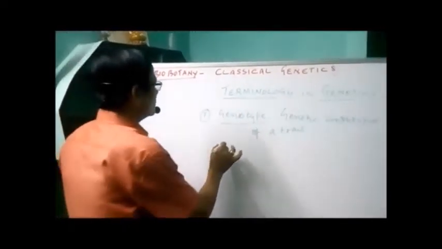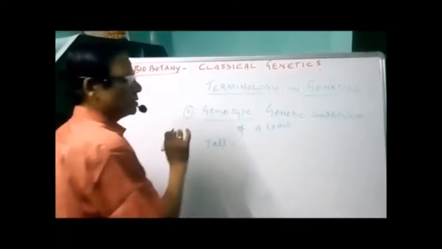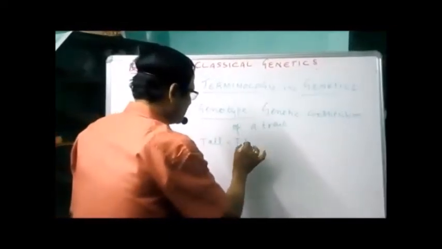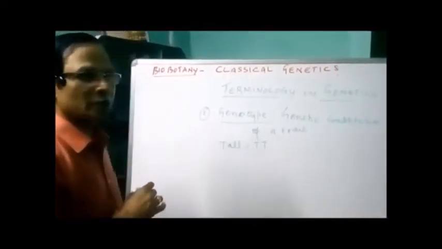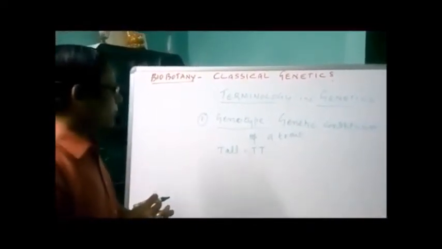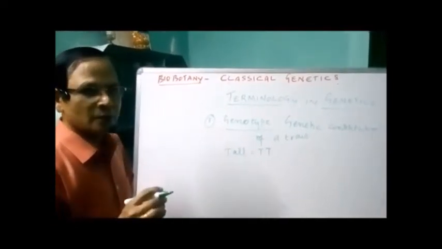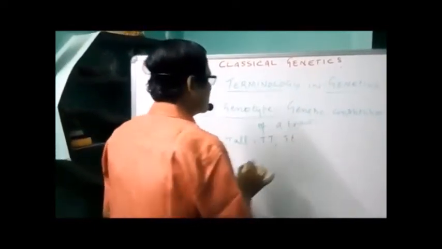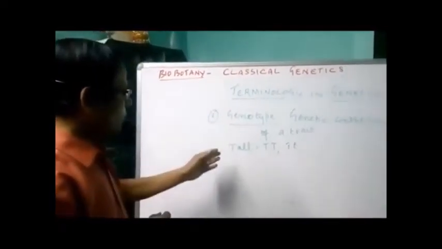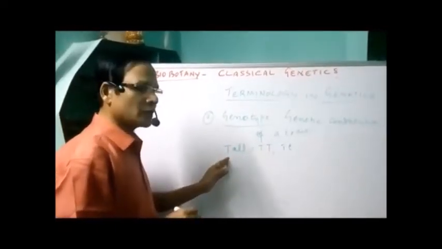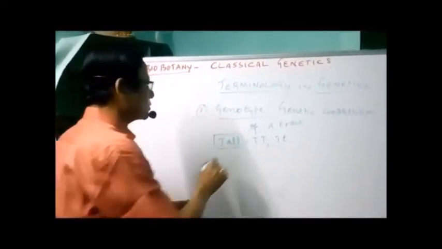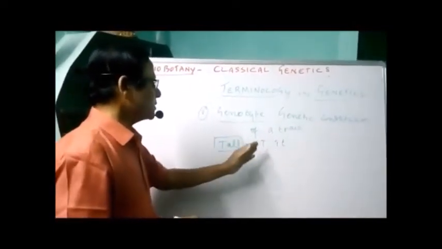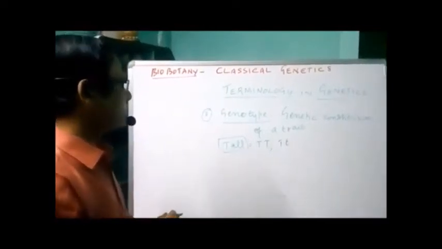For example, if you are taking the tall character, it is controlled by a gene. If you are writing only one letter, that denotes a gene. If you are writing two letters, it is actually the genotype. So genotype is normally represented by two letters, a single letter being used for a gene. So this is for tall. It may be expressed as capital T, small t, and both are the genetic constitution of the phenotype. I'll tell you what the phenotype is. So capital T, small t is one genotype, and capital T, capital T is another.